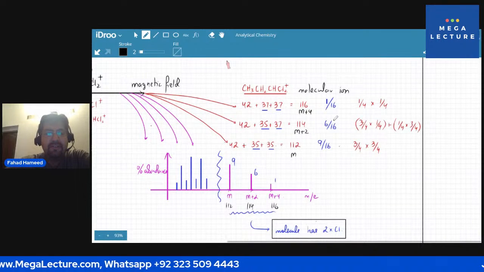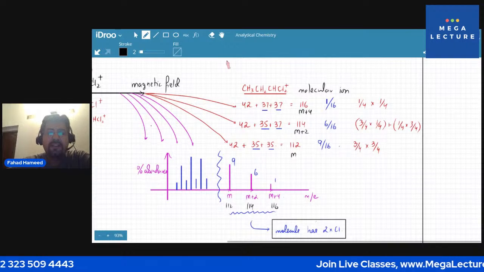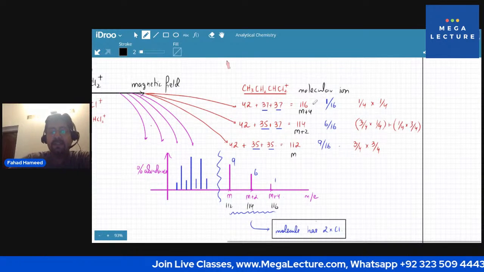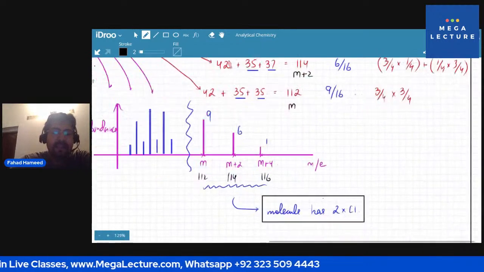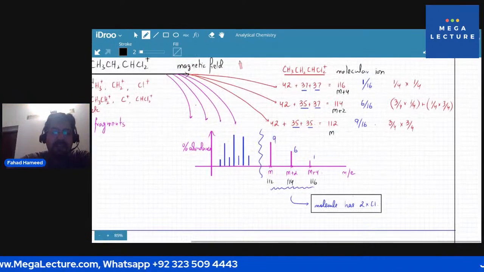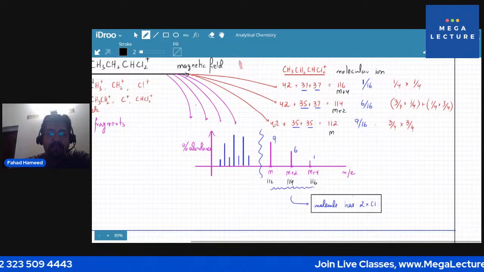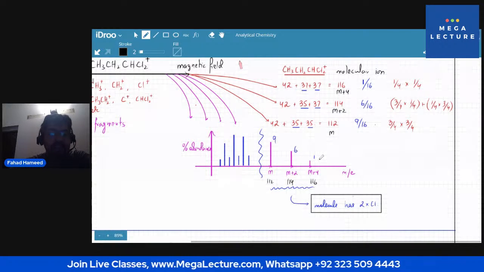So you don't even have to know all of this. All you have to know is what are the chances of getting the M peak, the M plus 2 peak, and the M plus 4 peak if there are two Cls present. So the mass spectrum would look like this. It's going to be 9:6:1. So the M peak will have a higher probability, the M plus 2 will have a lower probability, 6 by 16, and 1 by 16 for the M plus 4 peak.